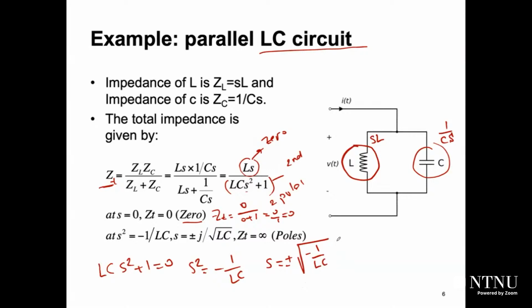Square root of minus 1, it's a J, right? Square root of minus 1 equals the complex number called J. So this will be plus minus J multiplied by square root of 1 divided by LC. If you want to make it more beautiful, it will be plus minus J divided by square root of LC, because the square root of 1 equals 1, and the square root of LC will be root LC. So it will be like this.